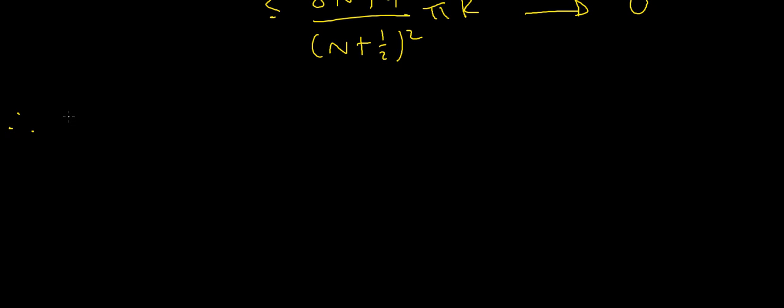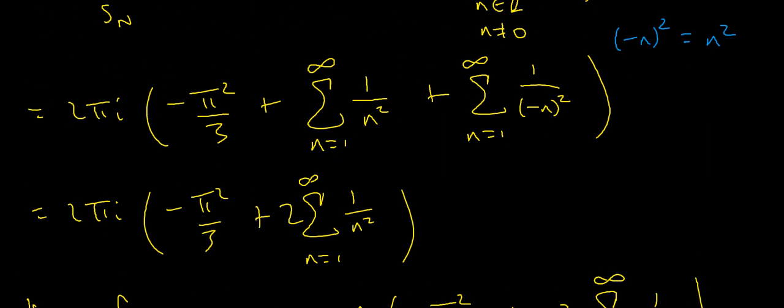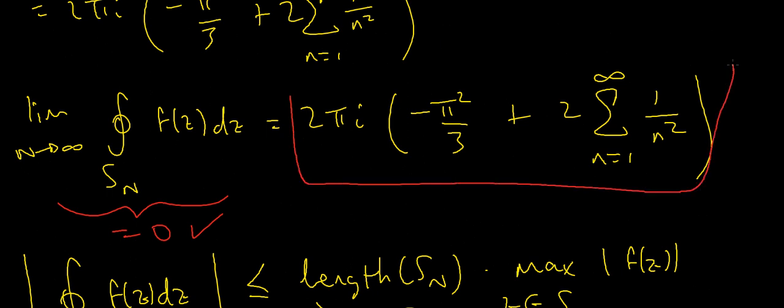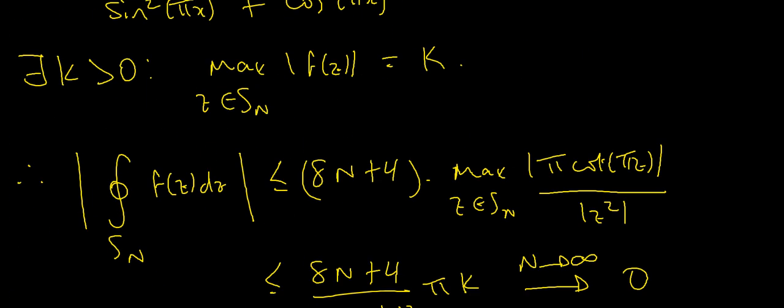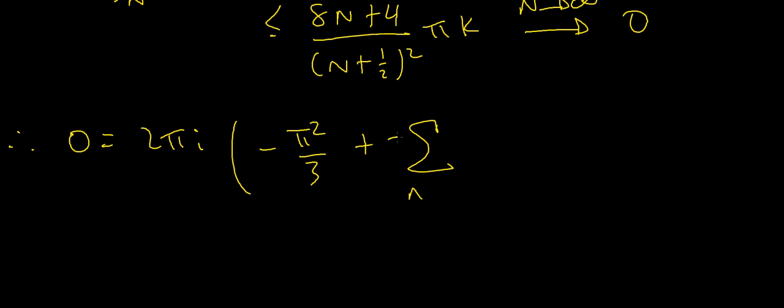So if I go back to the sum that I had, I've now proved that this thing goes to 0 as n goes to infinity. So that tells me that this whole thing here is equal to 0. Let's write that out. That tells me that 0 is equal to 2 pi i times minus pi squared over 3 plus 2 times the sum as n goes from 1 to infinity of 1 over n squared.